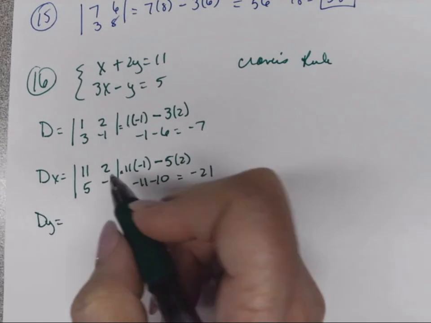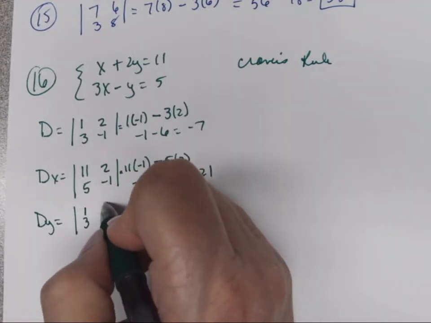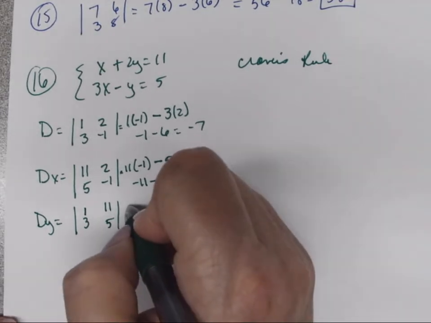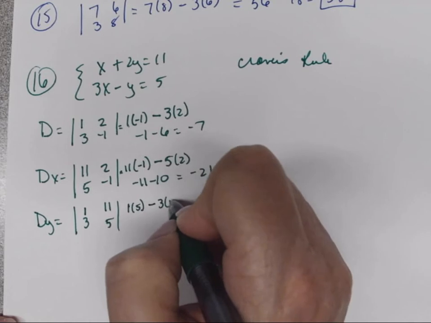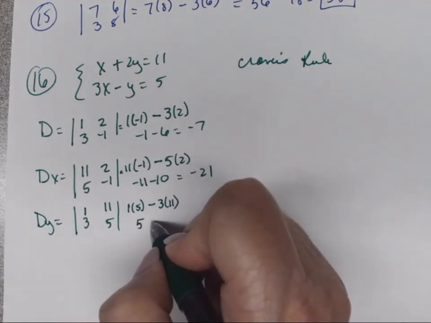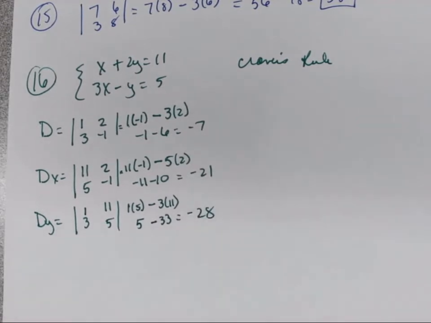For Dy, the x's go back to the original and the y's become the coefficients, or the numbers on the other side of the equal. All right, so we have 1 times 5 minus 3 times 11. So 1 times 5 is 5, minus 33 will get us a negative 28.